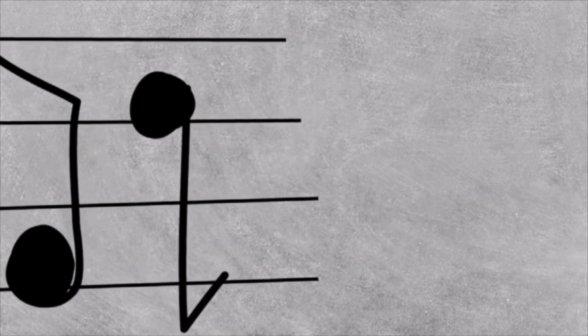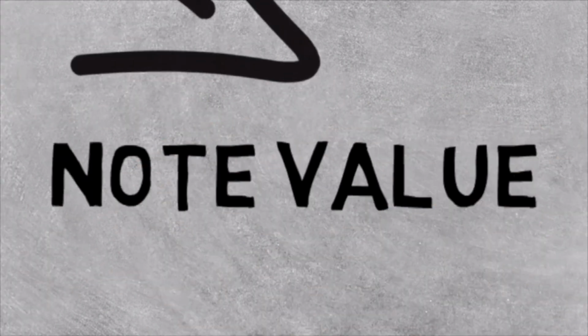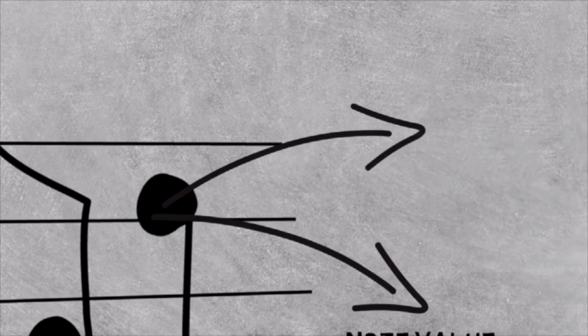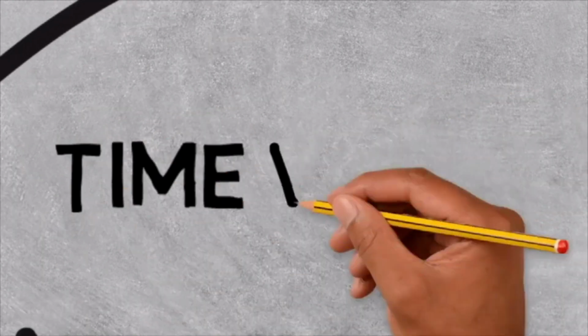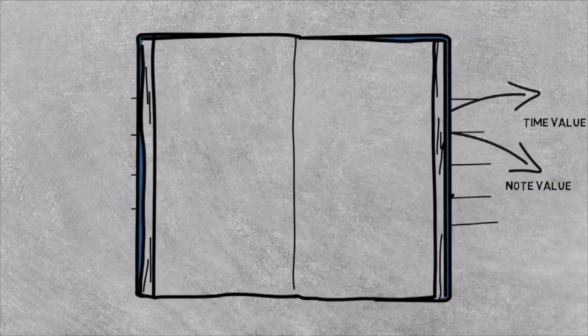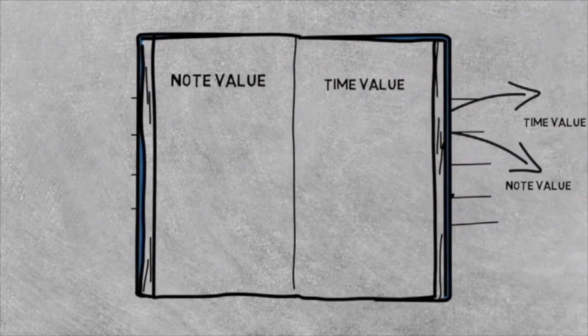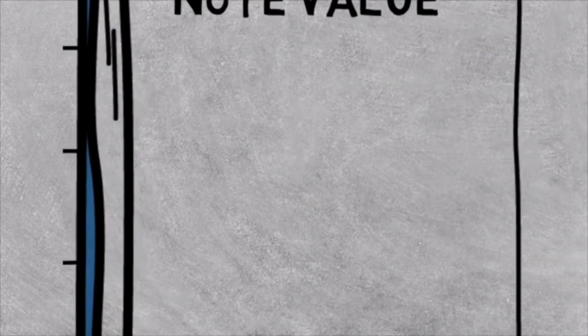Every note that you see carries 2 important values. One is the note value and the other is the time value. So, did you know that just by knowing these 2 important values, we're able to read music accurately? Knowing that fact, now let's dive into learning what a note value is.